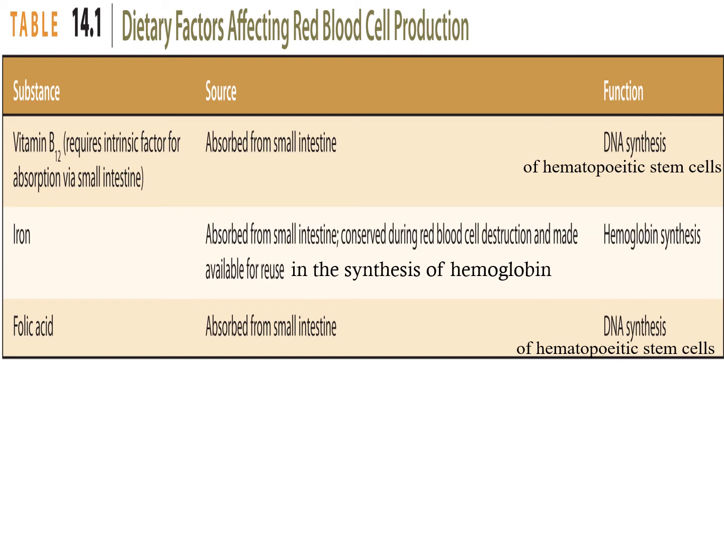They need to have adequate vitamin B12 and adequate folic acid to allow for DNA replication. We talked about that back many chapters ago. So without adequate vitamin B12 and without adequate folic acid, this can directly impact the formation of blood cells because the hematopoietic stem cells cannot replicate their DNA.